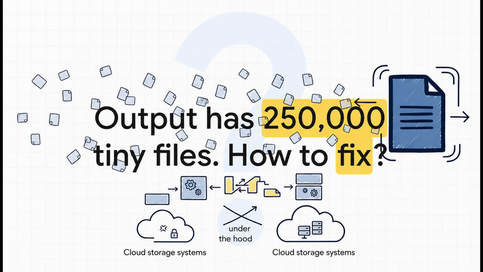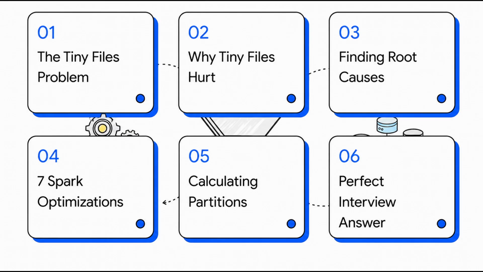It's specifically designed to test your core knowledge of Spark execution, partitioning, under-the-hood shuffles, and how cloud storage systems actually work in the real world. Okay, let's dive right into this. Here's our roadmap for today. First, we'll define the tiny files problem and exactly why these files hurt your performance. Then, we'll find the root causes, cover 7 concrete Spark optimizations, calculate exact partition numbers, and finally, construct the absolute perfect interview answer to seal the deal.